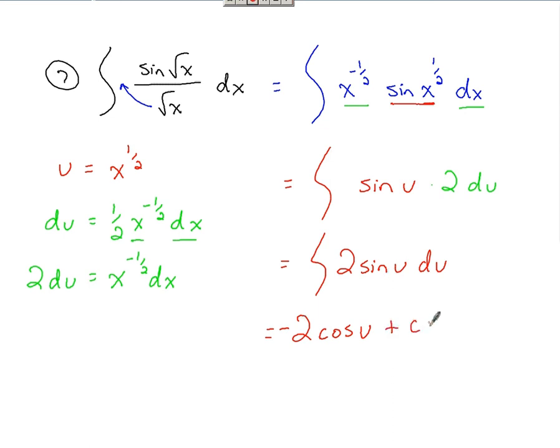Add on the c, and now go back and make sure that you have replaced the variable u back in terms of the variable we started with, which was x. So you got negative 2 cosine of, we could say x to the 1/2 or square root of x, plus c.